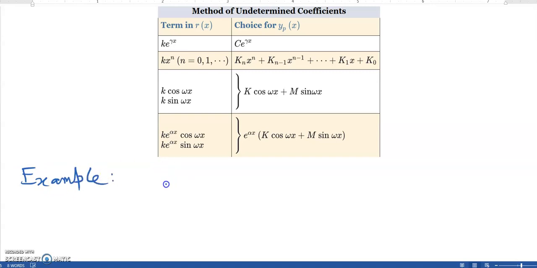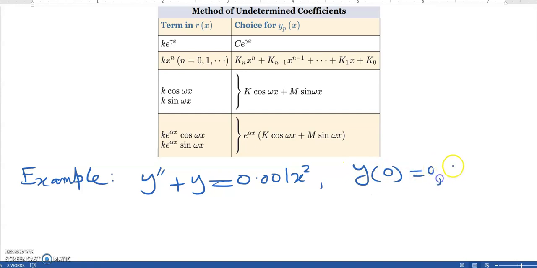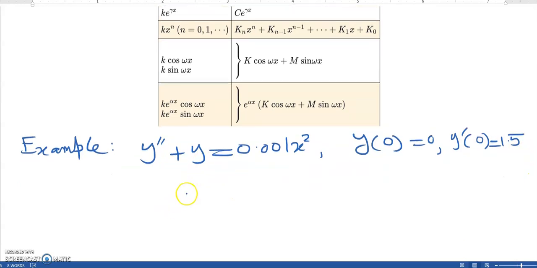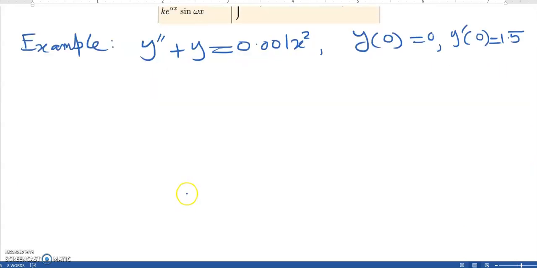Suppose the differential equation is y double prime plus y is equal to 0.001 x square, and it is an initial value problem: y(0) is equal to 0 and y prime of 0 is equal to 1.5. So we have to find this solution. This is a non-homogeneous differential equation.